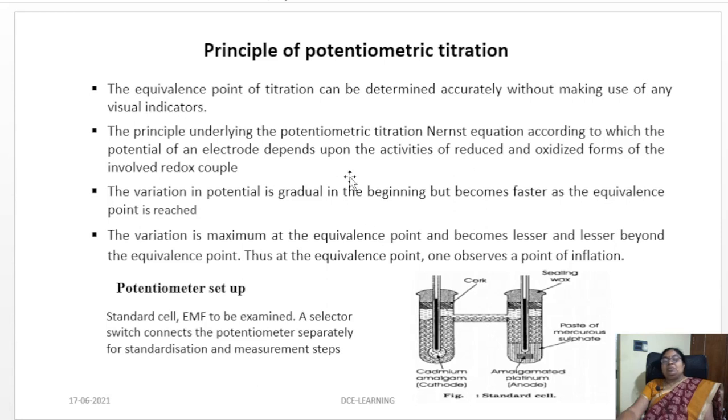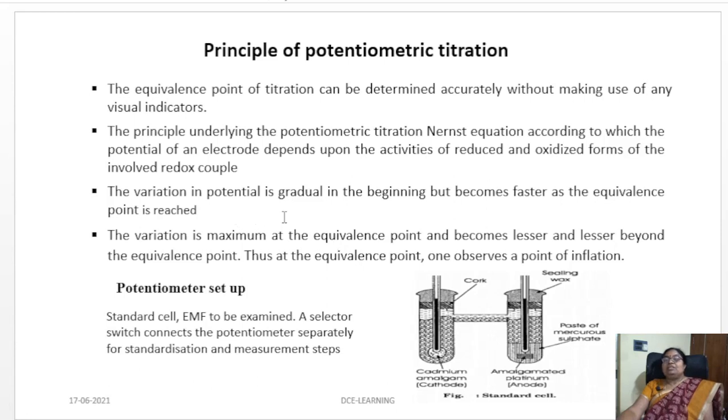We already knew from the previous session about the oxidized and reduced form, that there will be a potential difference developed at the electrodes, with which you are going to find out the EMF of that cell.